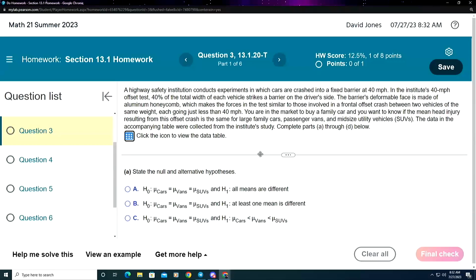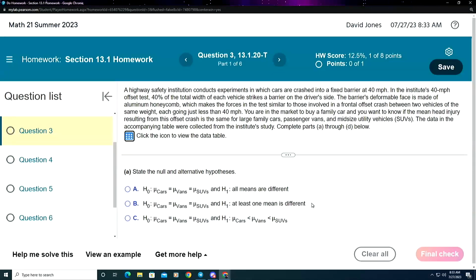So state the null and alternate hypothesis. There's some data. We're going to use that in a second. The null hypothesis is always that the means are all equal, when you're looking at the mean for more than one or two categories. So all of these say the means are equal for H naught. The one that's different, HA or H1, is the one we care about. All means are different. That doesn't have to be the case. It only needs one different.